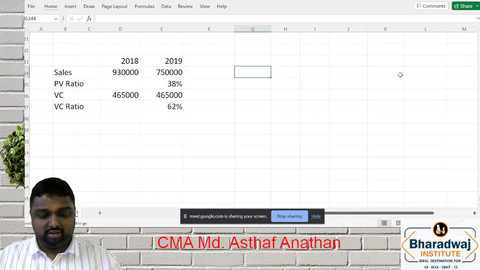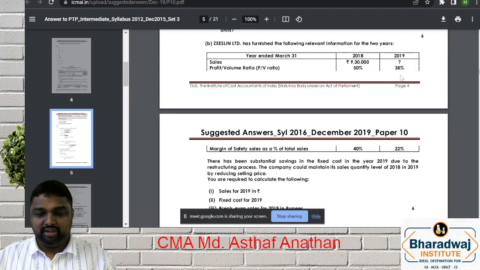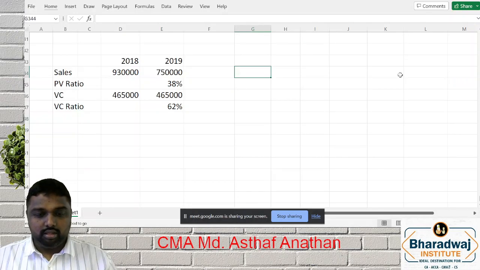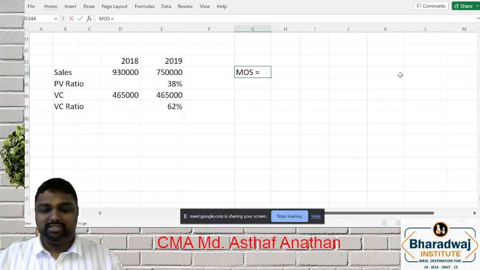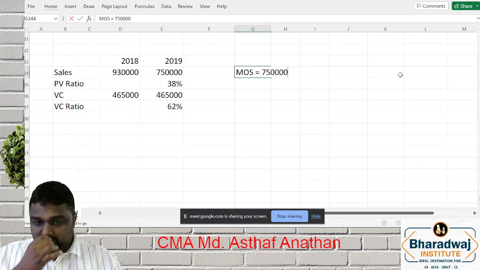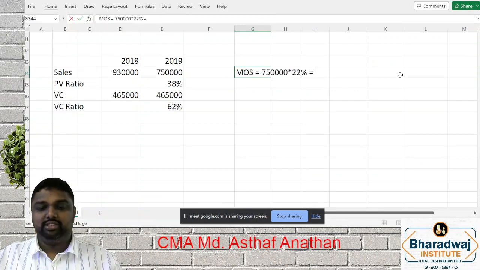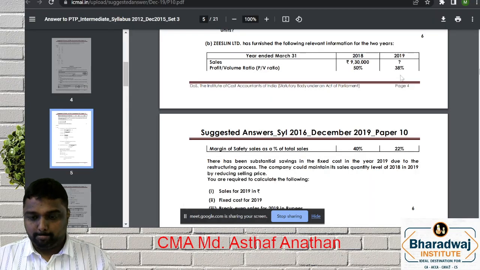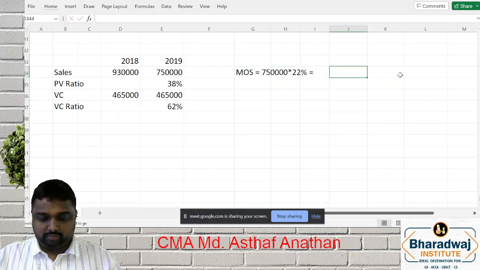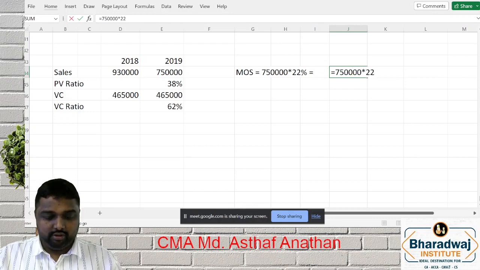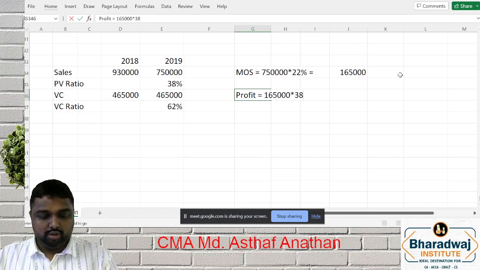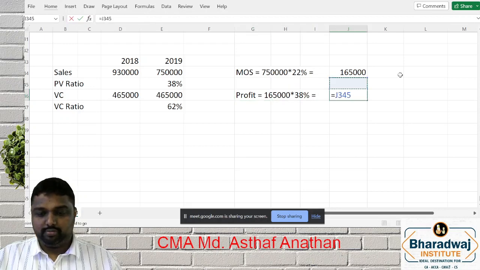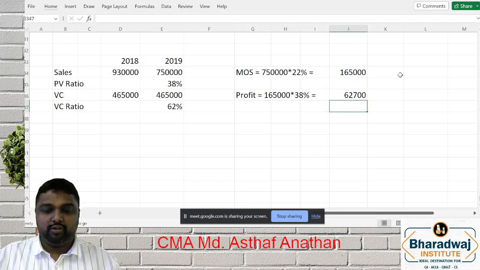How to get fixed cost? Fixed cost we can get it very easily. That is margin of safety. You will get it what? 22%. So total sale is 7,50,000 into 22%. What you will get? 7,50,000 into 22%. So what will be the profit? 1,65,000 into PV ratio. You will get a profit of what? This is the profit of 2019.